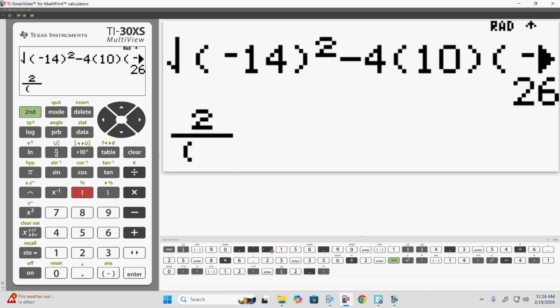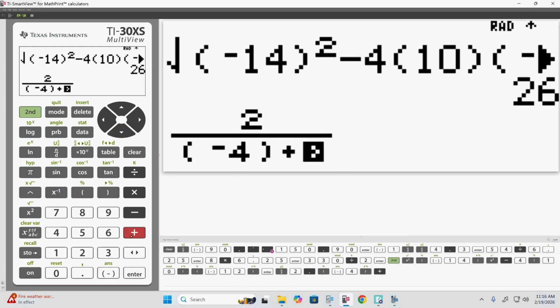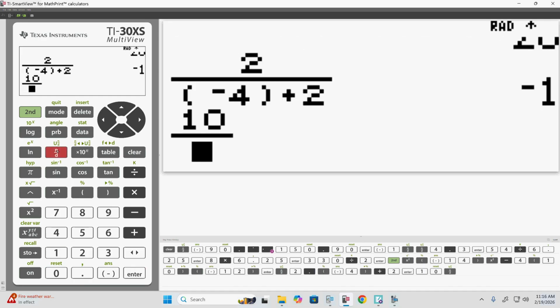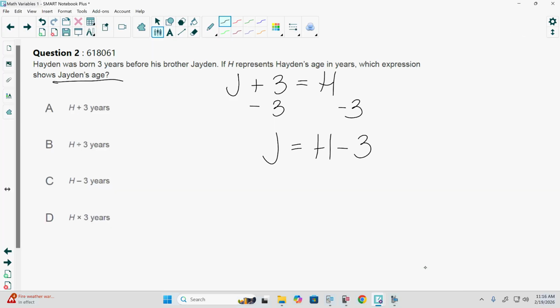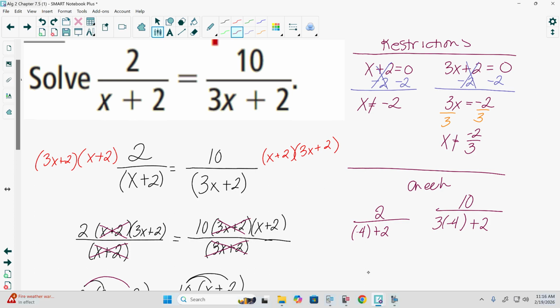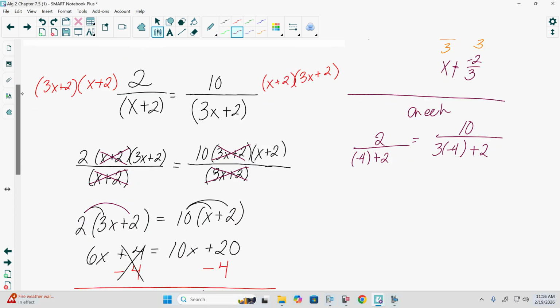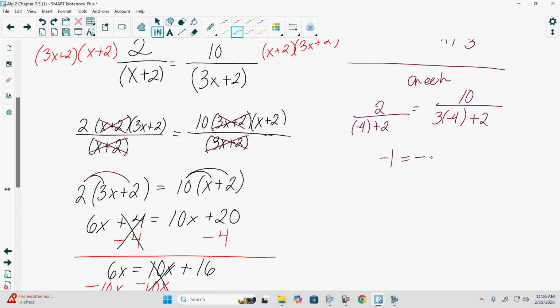2 over negative 4 plus 2 is negative 1. The other side, 10 over 3 times negative 4 plus 2, is also negative 1. So when we plug it in, it's really telling me that negative 1 is equal to negative 1. It works. That is the correct answer.